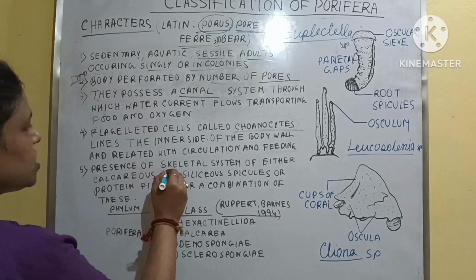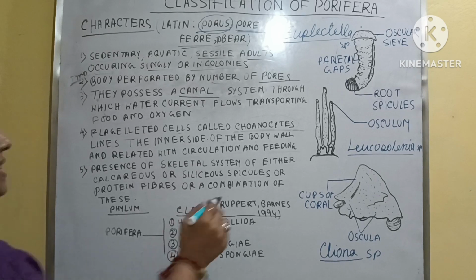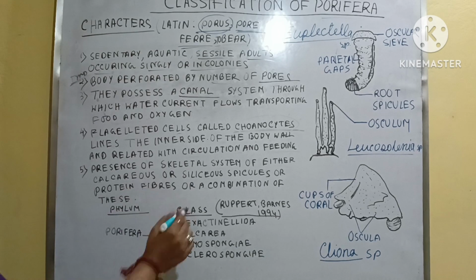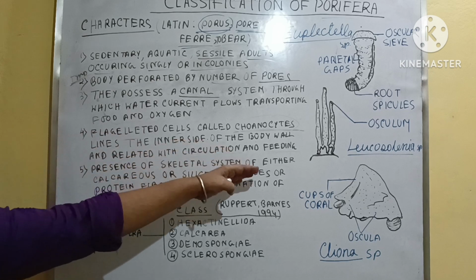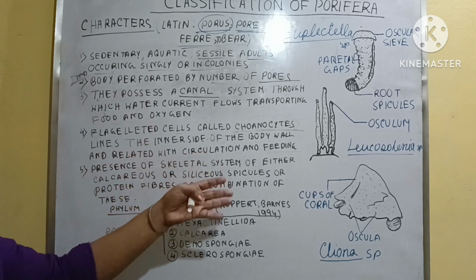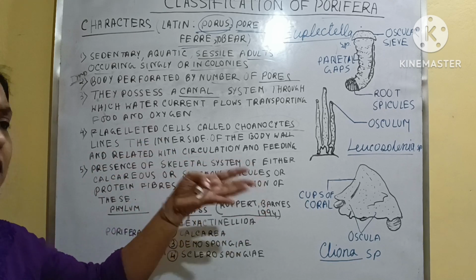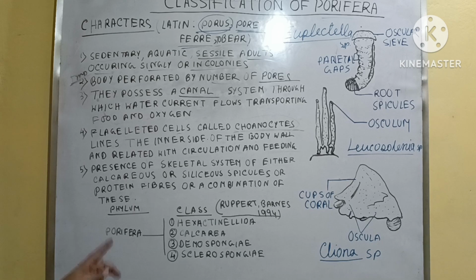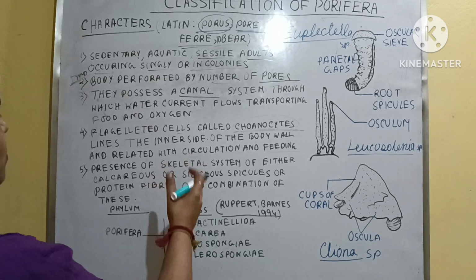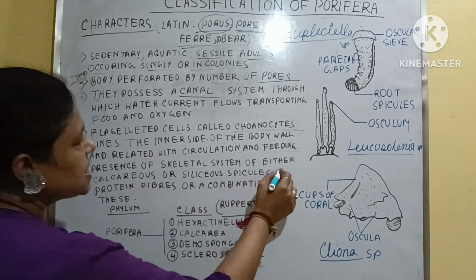Fifth one, the presence of a skeletal system of either calcareous or siliceous spicules, or protein fibers, or a combination of these. You can say the skeletal system may be calcareous, or siliceous spicules present in the outer portion of the body, or the skeletal system may be made up of protein fibers, or a combination of these. Clear? So you can see the skeletal system with these components.